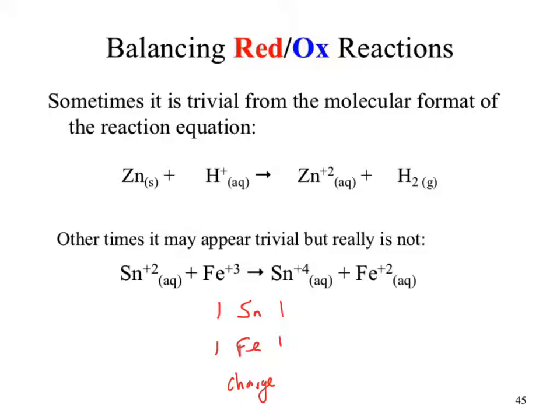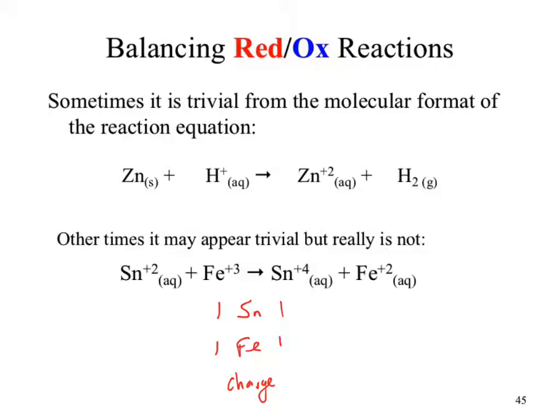Why do we have to balance charge? Well, what is charge? Electrons. Electrons determine charge. Electrons are matter. So just like our elements, we can't create or destroy matter. We have to make sure that our electrons also balance. We can see our electrons by looking at the charge. What is the charge on the left-hand side of the equation?